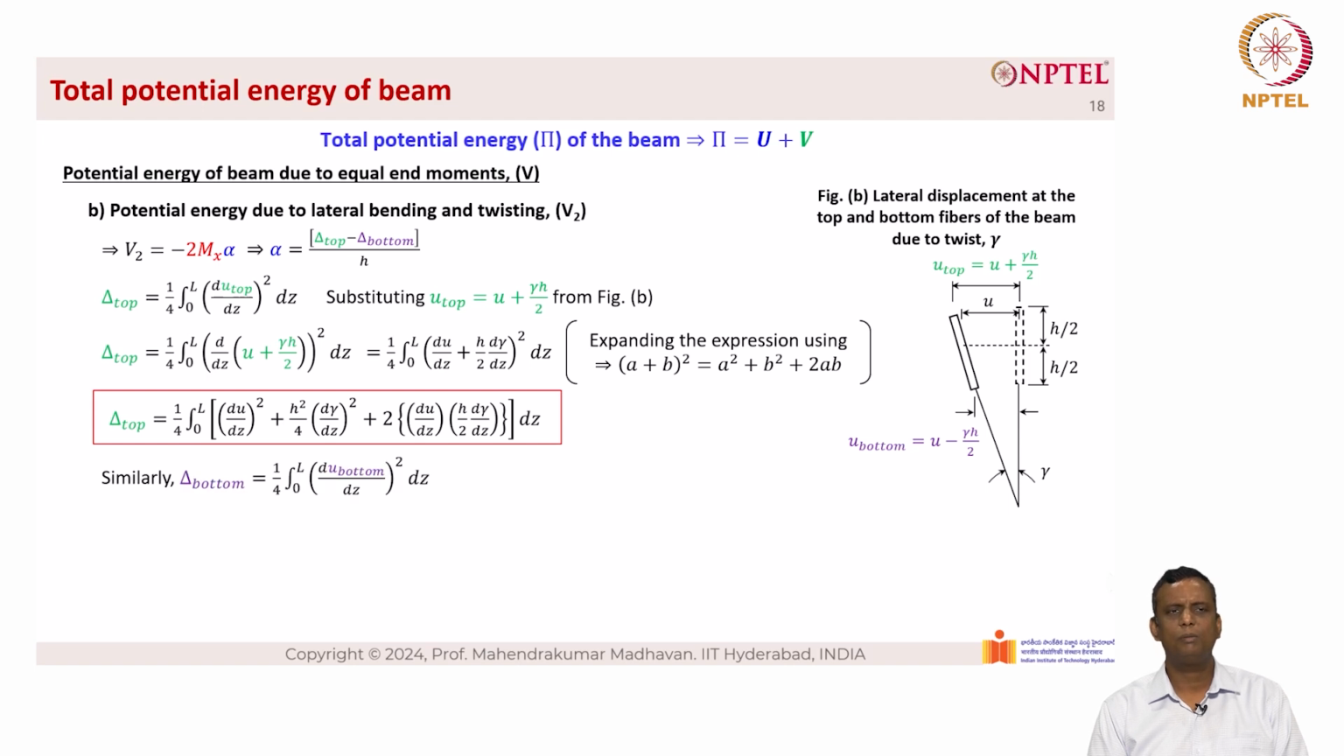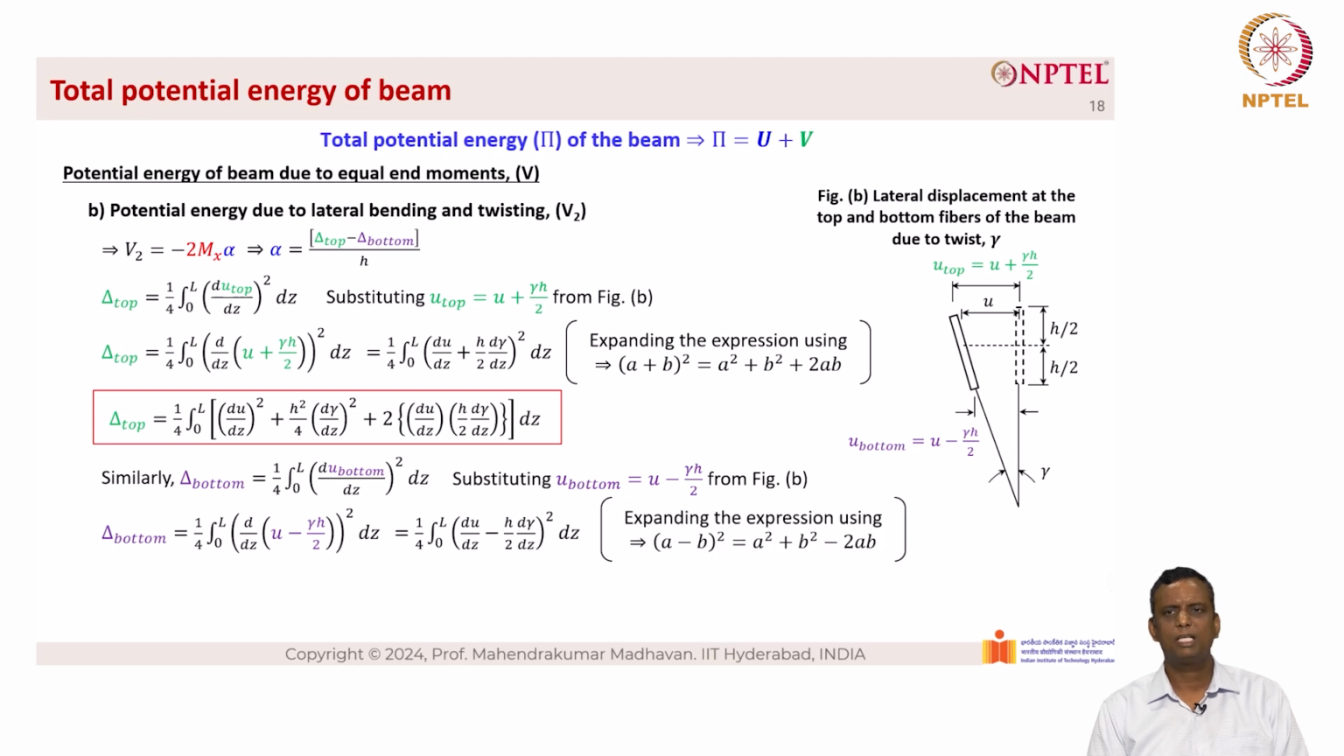Similarly, for delta bottom, we have u bottom is given as u minus gamma h by 2, which is also from figure B. So when we substitute that, we do the same expansion.